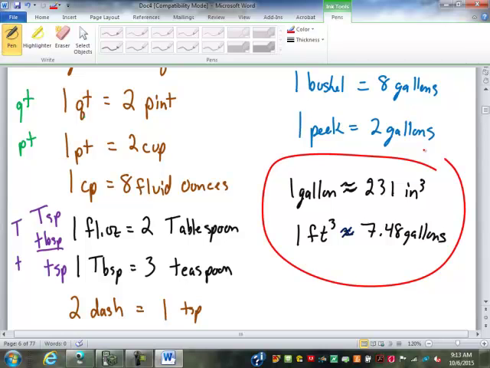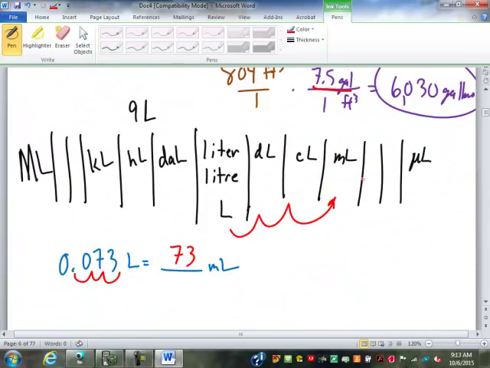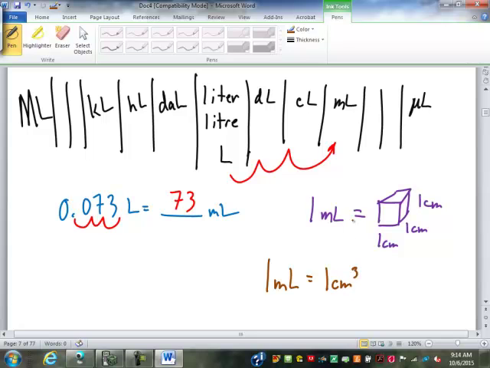And again, that's rounded depending on which textbook you look at, it's rounded differently. We use 7.5 gallons per cubic foot down here. The metric system was designed to avoid that approximate conversion. 1 milliliter was designed and defined to be 1 centimeter by 1 centimeter by 1 centimeter. In other words, 1 milliliter equals 1 cubic centimeter.